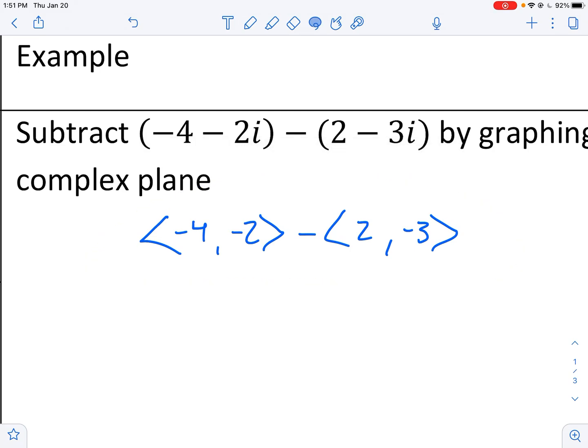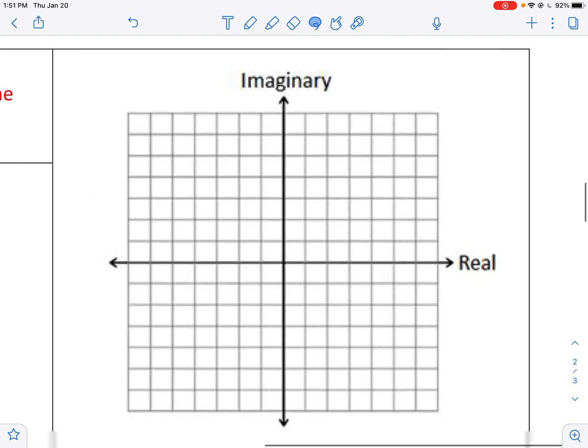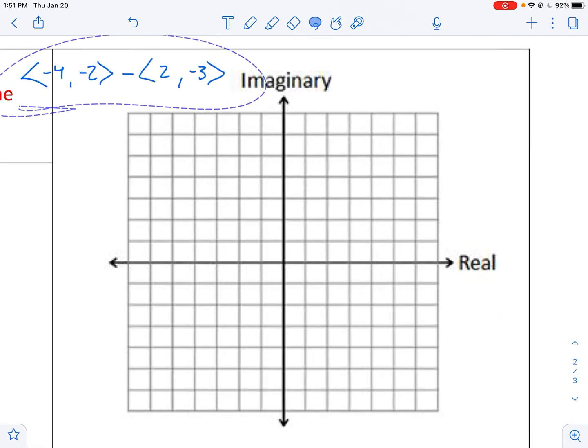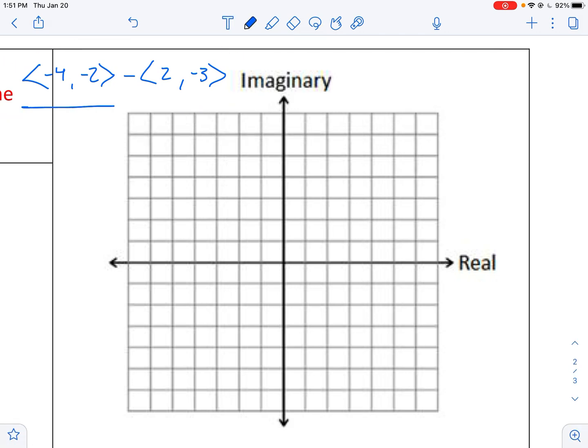It's on the next page here, so I'm going to just copy and paste it so you can have it all on the same screen here. Paste, and put it here. Okay. So now I'm going to graph my first vector, which is negative 4, negative 2, which is left 4, 1, 2, 3, 4, and down 2, 1, 2. So I got my first vector from my origin to negative 4, negative 2.